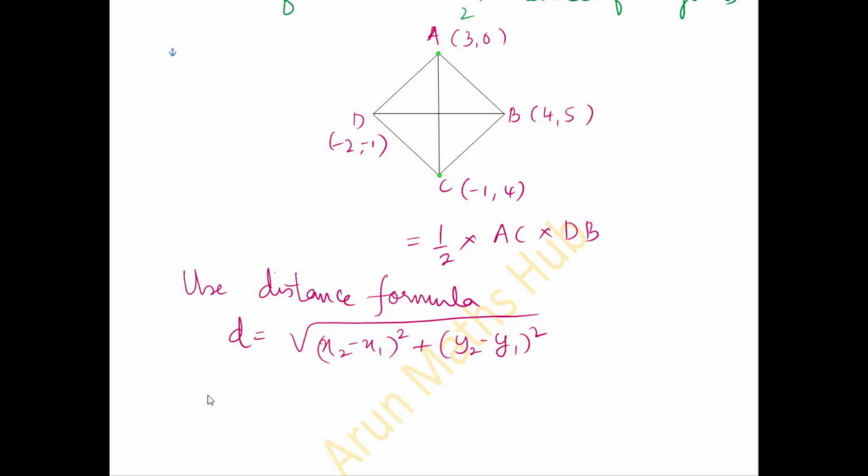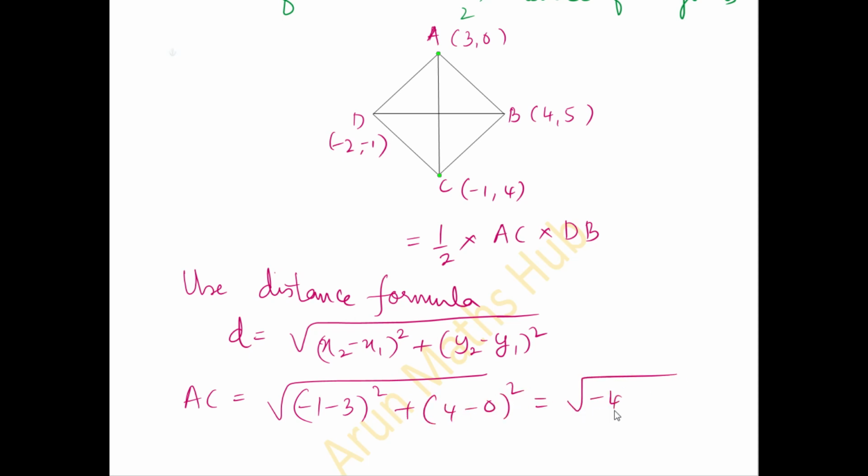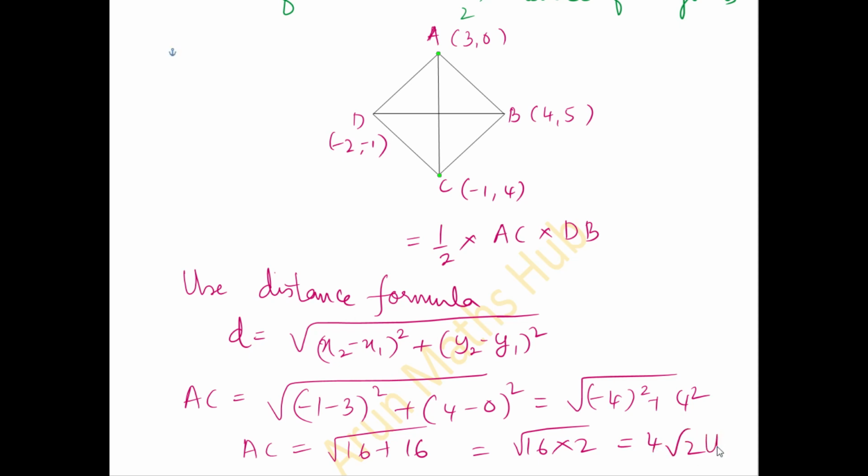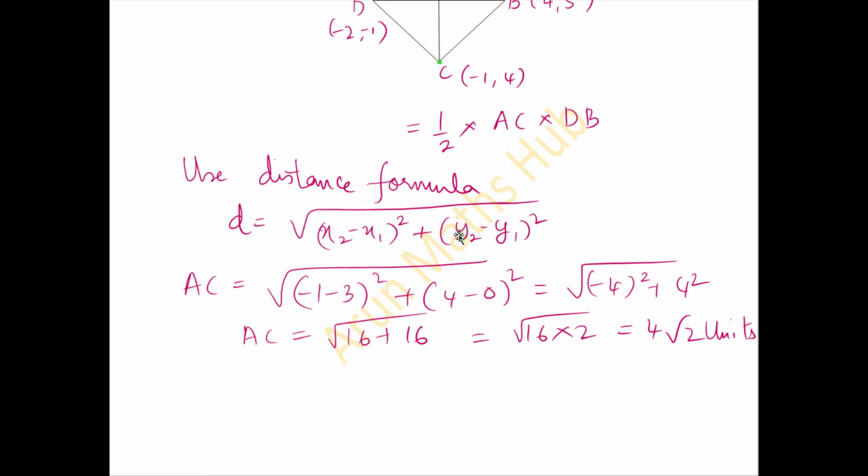Now to find out the length AC, which is equal to square root of, that is x2 is -1 minus 3 whole square plus 4 minus 0 the whole square. What you get? -4 the whole square plus 4 square. AC equals 16 plus 16, which is equal to 16 times 2, which is equal to 4 root 2 units. Therefore the length AC is 4 root 2 units.